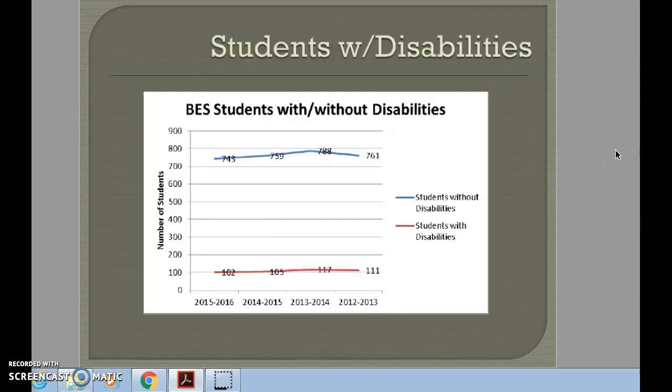Our data in regards to our students with disabilities has also stayed consistent over the past 4 years. You can see that the numbers have ranged from 102 students to 111 students who are students with disabilities in our school. And then the number of students without disabilities has ranged from 743 to 761. So those numbers have stayed really consistent for us.